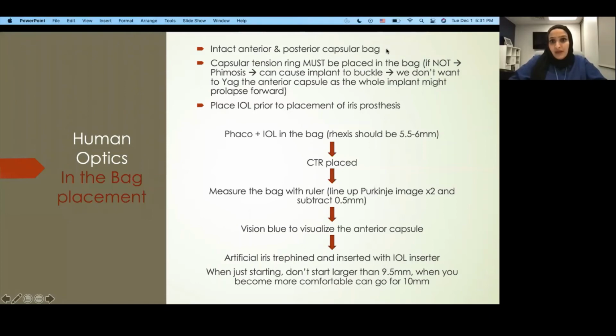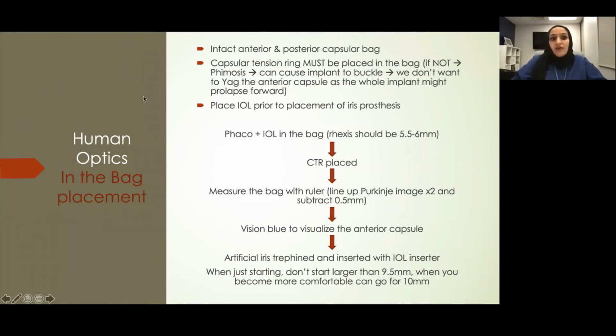So here, let me just take this. Fixating the Human Optics in the bag placement, we need an intact anterior and posterior capsular bag. A capsular tension ring must be placed in the bag before placing the device, because if we don't place a capsular tension ring, then capsular phimosis can result, extruding or buckling this device, the implant outside, buckling the implant within the bag, and then we can't YAG the anterior capsule, because if we YAG it, the whole implant might prolapse forward.